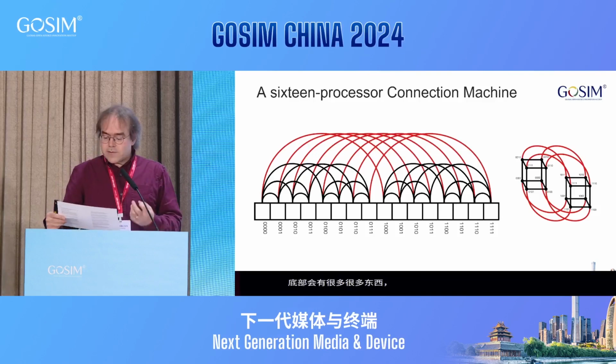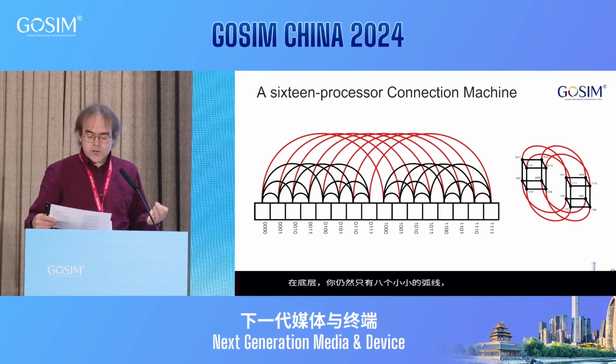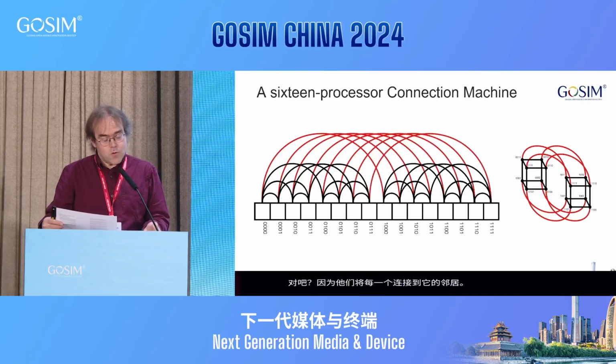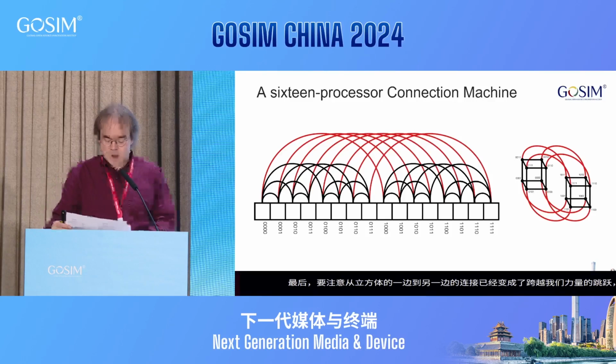And finally, note that the connections from one side of the cube to the other have become jumps whose strides are powers of 2. The smallest arcs travel 1 processor over. The next layer up, they travel 2 processors over. The third layer, 4. And the top layer of arcs jumps 8 processors left or right.